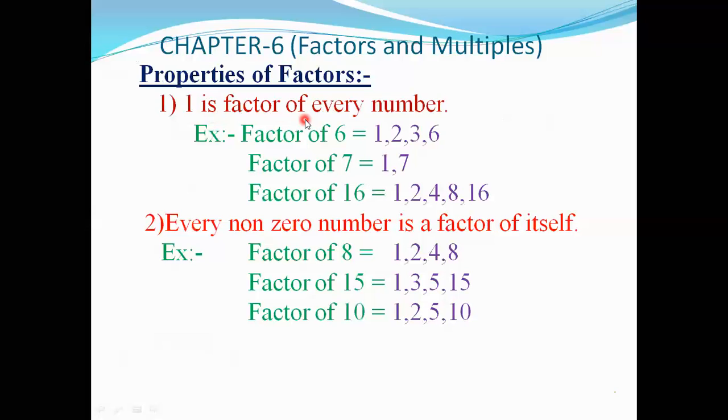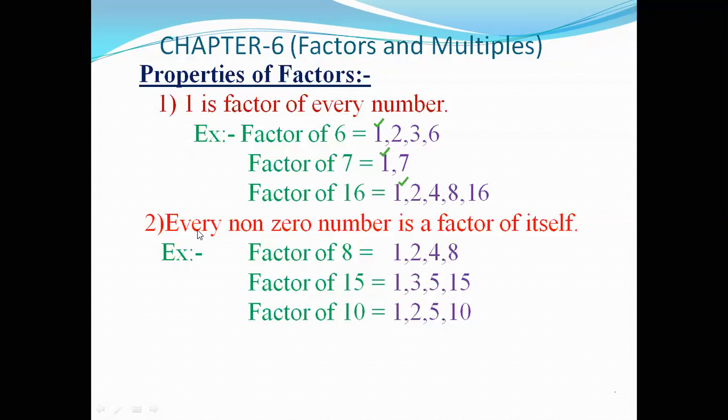Now, what are the properties of factors? The first property is that 1 is a factor of every number. Here we see factors of 6: 1, 2, 3, 6. Factors of 7: 1 and 7. Factors of 16: 1, 2, 4, 8 and 16. When we write the factors of 6, 1 is there; for 7, 1 is also there; for 16, 1 is also there. It means that if you want the factors of any number, 1 will be common to all of them.